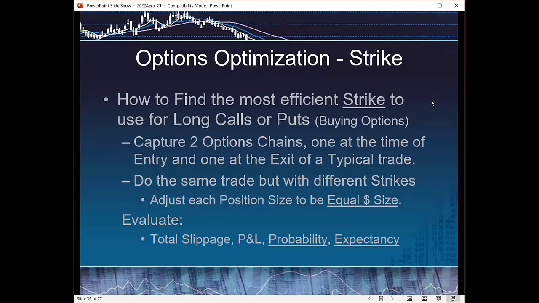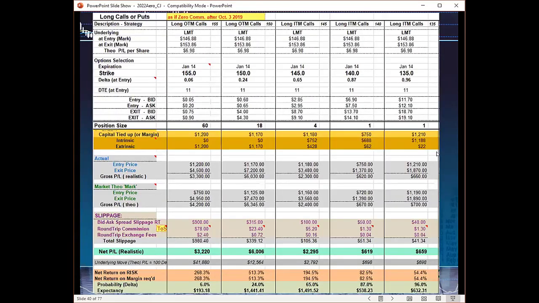Okay, let's look at the strike and strike selections. I'm going to just focus on if you're buying long options, whether it's calls or puts. And the way we do this is we capture an options chain for a typical trade at the moment of entry. And then in this case, about a week later, we do the same thing, capture the options chain at the moment of exit. And then we do the same theoretical trade multiple different ways, with the only difference being the strike selection. So here we have an evaluation of exactly that.